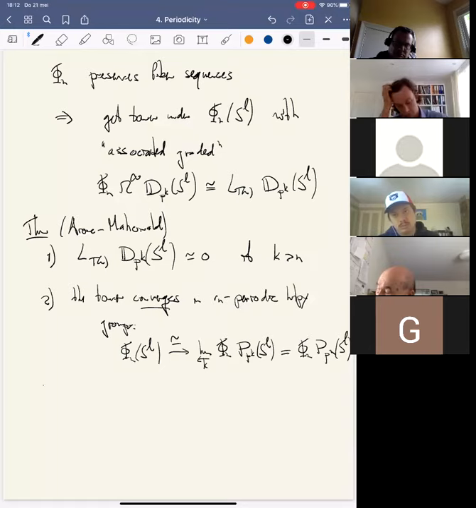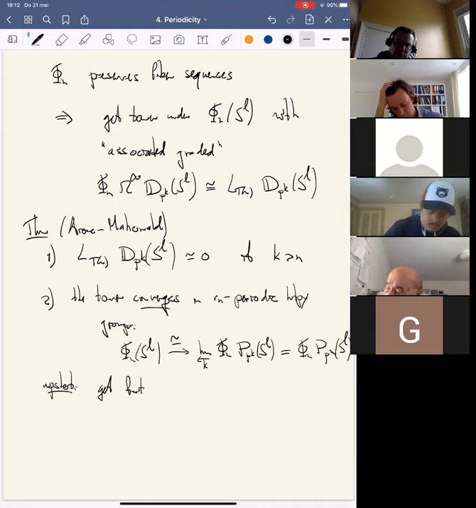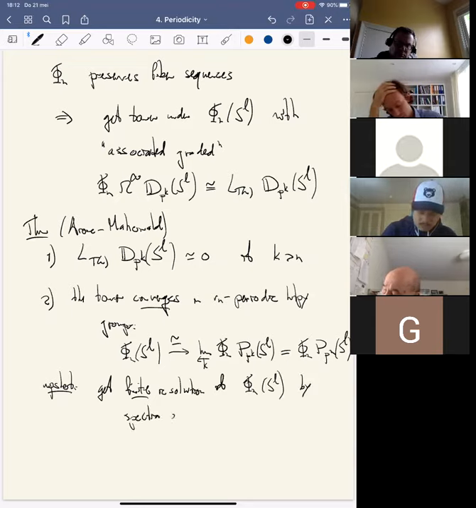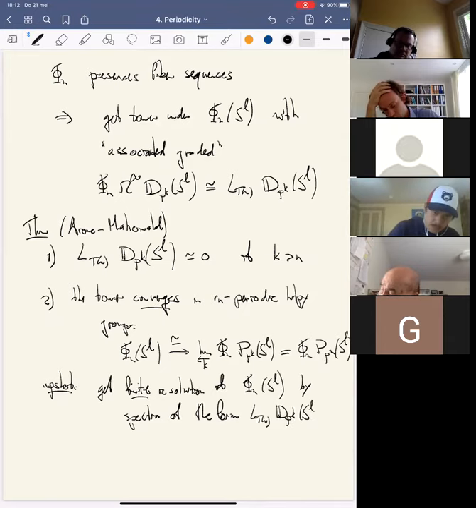So the upshot, let's write it down. You get a finite resolution of Φ_n SL by spectra of the form that I had before, these guys. As I said, these are spectra that we know something about.